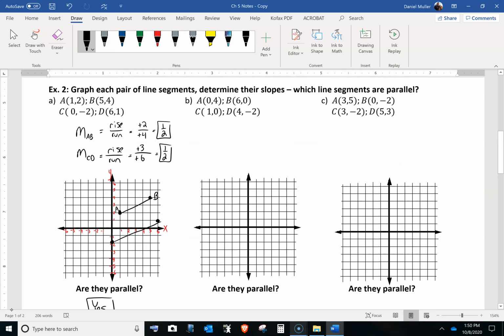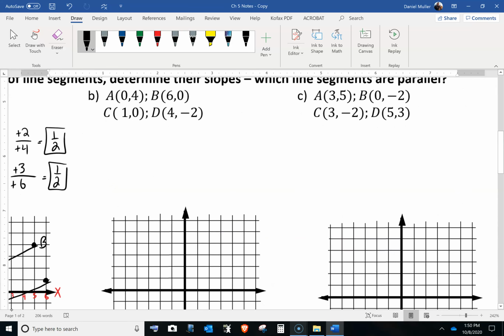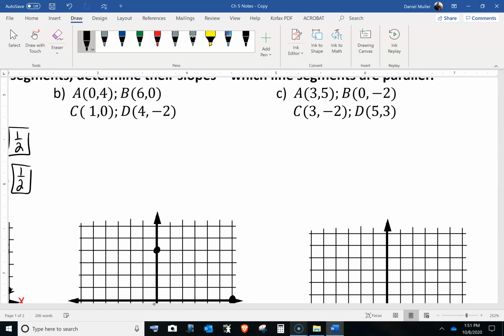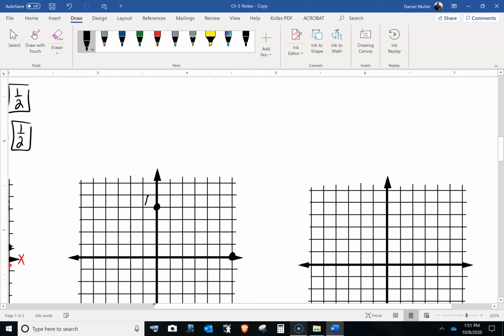Okay, so that's how we're going to do this. We're going to graph both of them, and then we will determine if the slopes are the same. So point A, over 0, up 4. And then B over 6, 1, 2, 3, 4, 6, up none. So those are our 2 points. This is our A, and this is our B. And we can connect the dots here and do a better job than that.